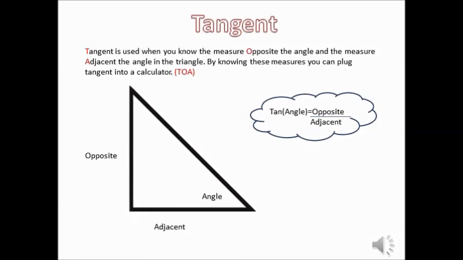Tangent. Tangent is used when you know the measure opposite to the angle and the measure adjacent to the angle in the triangle. By knowing these measures, you can plug tangent into a calculator. TOA. Tangent of the angle equals opposite over adjacent.